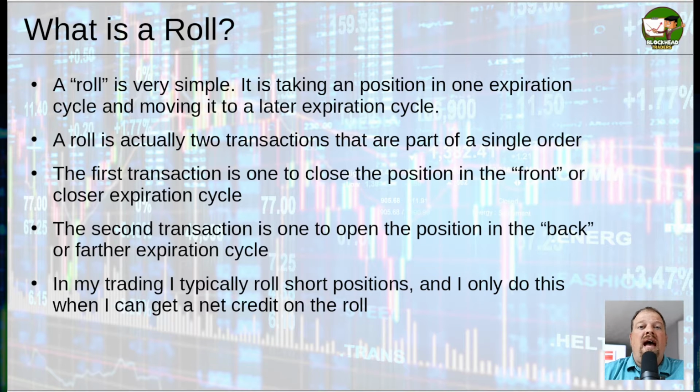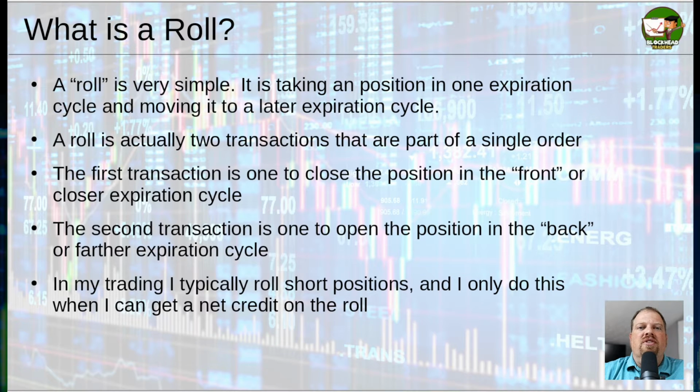And the two transactions that are happening here: the first one is a transaction to close your position in the front month, or the month that is in the current expiration cycle. The second transaction is opening the same position in a later expiration cycle, known as the back month. You can do this with short positions or long positions. You're essentially, to close them, just doing the opposite of whatever it was that you got into. And then, of course, opening the next one is the same thing that you did in the front month.